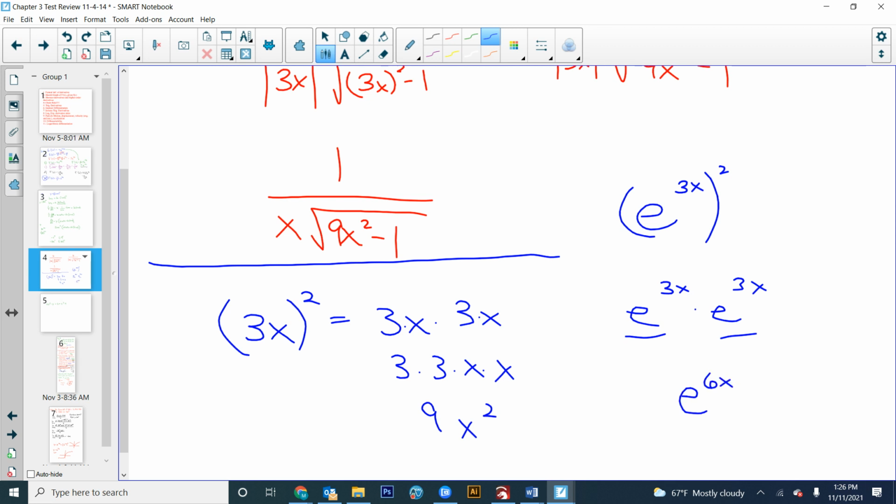Why am I doing this? Well, some of you forget the rules. Like, is e to the 3x squared e to the 6x? Is it e to the 9x squared? Go back to what it is. Go back to its essence. It's multiply the bases, add their exponents. It's e to the 6x. Or power to a power you multiply. That's fine too. Good?